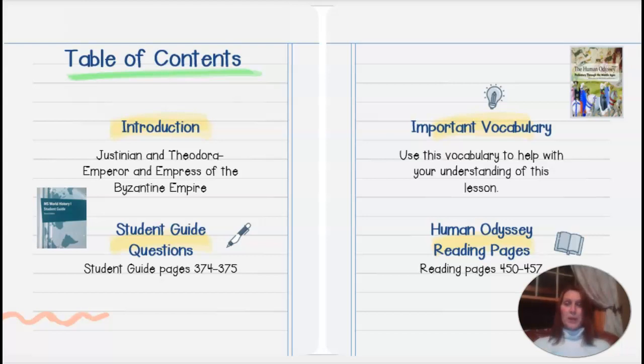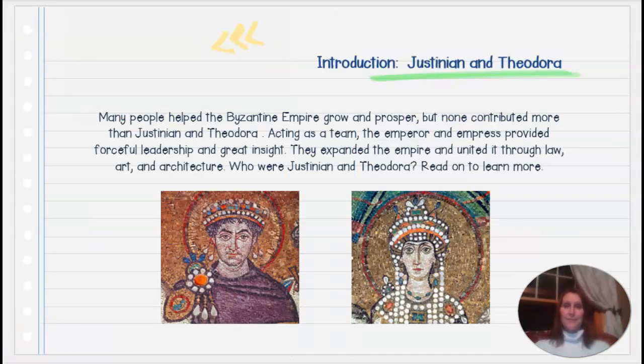And so the introduction, we'll be talking about Justinian and Theodora, Emperor and Empress of the Byzantine Empire. Your student guide are pages 374 and 375. 374 looks like it went with the last lesson, but the questions actually go with this lesson. So the student guide is a little bit different today. Important vocabulary, we'll go over a little bit of vocabulary to help you with the understanding of this lesson. And then your Human Odyssey reading pages 450 to 457. And please remember, as always, it's super important to have your reading complete to have a full understanding of this lesson.